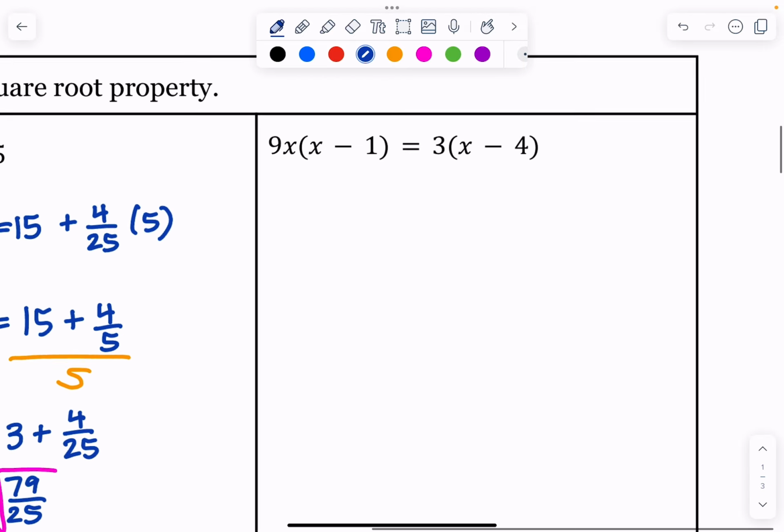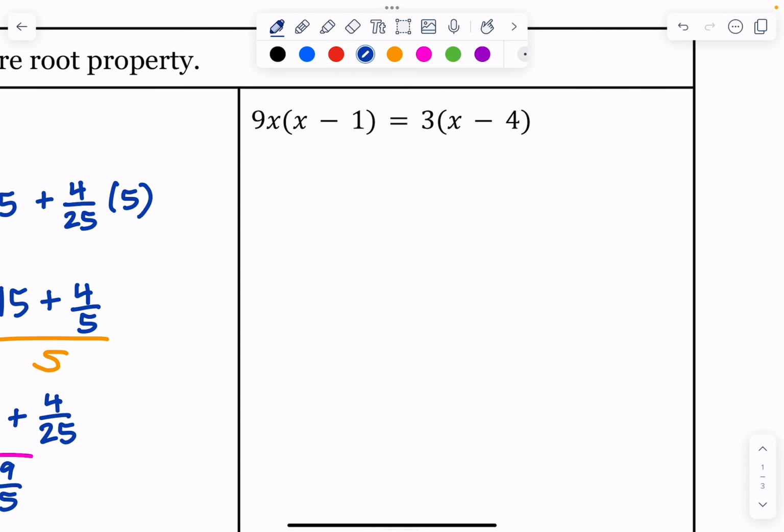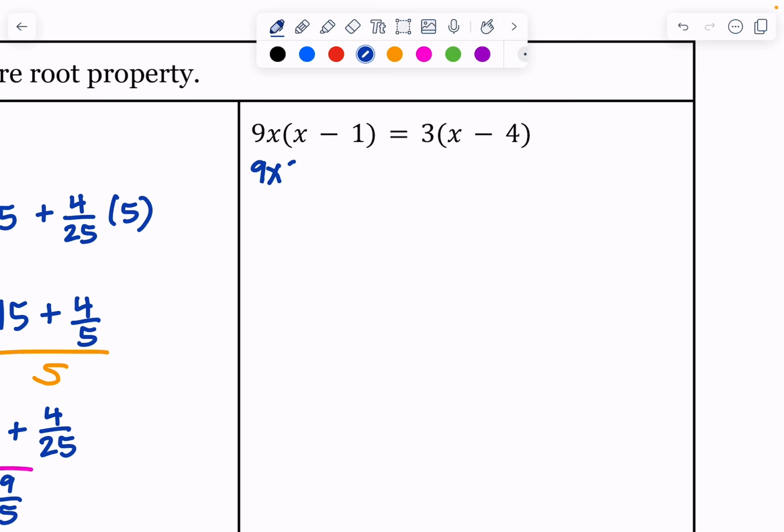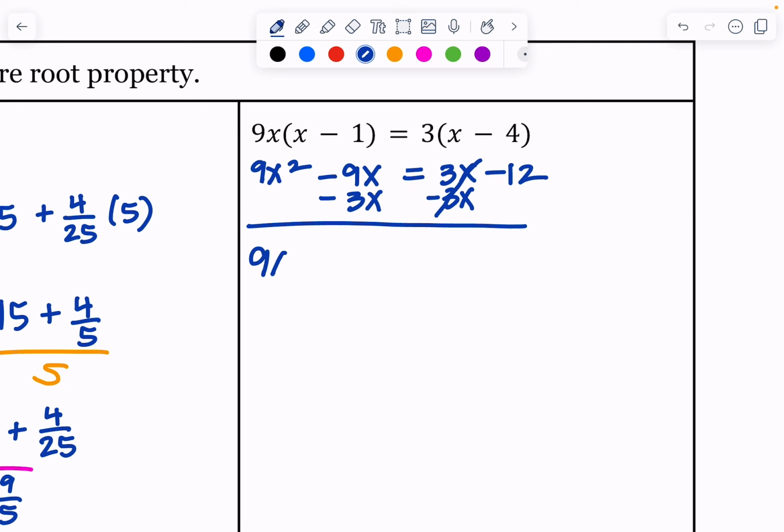All right, last one, we need to do a little simplifying before we solve. And so let's distribute and get 9x squared minus 9x is equal to 3x minus 12. Let's get our x's together. So I'm going to subtract 3x. And we are going to have 9x squared minus 12x is equal to negative 12.